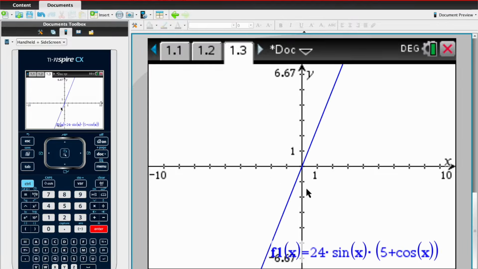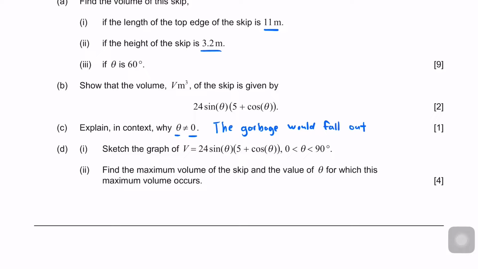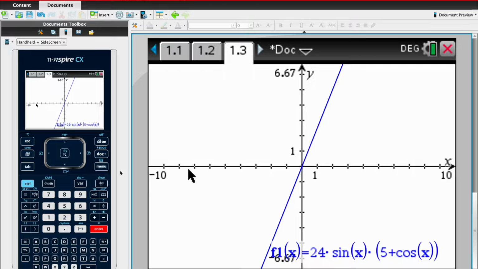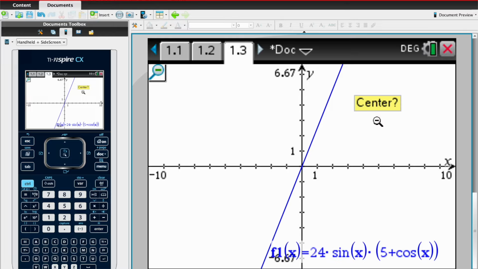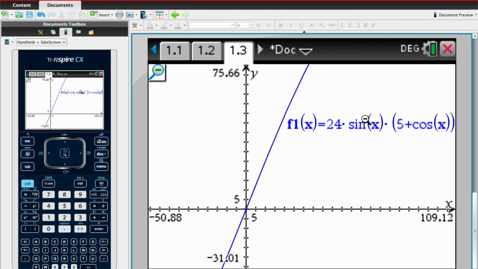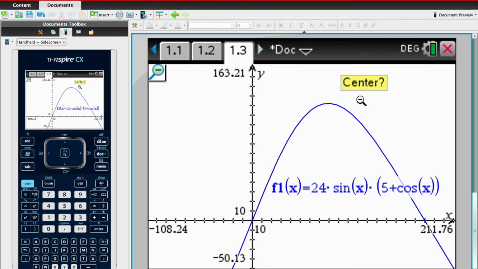And remember, going back to the document here, they asked us from 0 to 90 degrees. So let's go ahead and change our window. You can actually see what happens if we just zoom out and see if that does anything. That's actually not too bad. 0 to 90 is what we're actually interested in. So we could change that if we wanted. But here's our graph. Sketch the graph from 0 to 90.